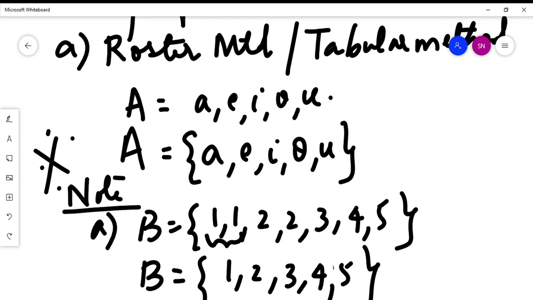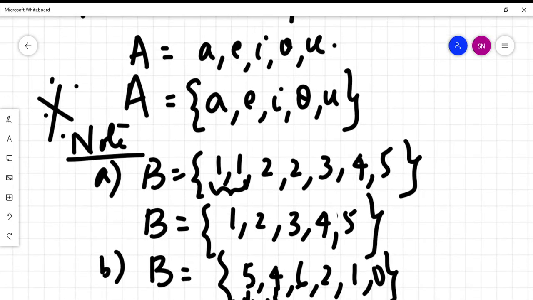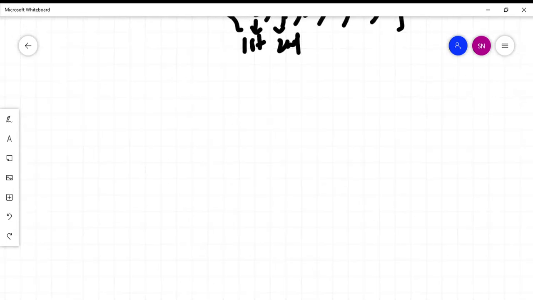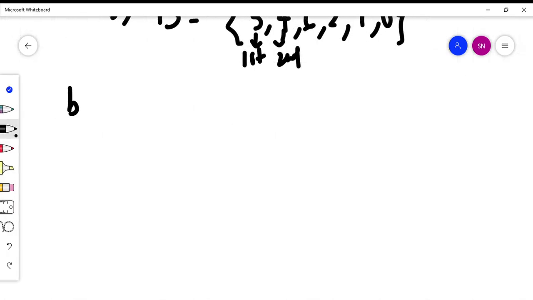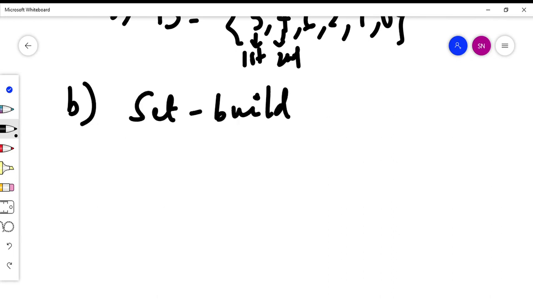Yes, so the first method is over. We come to the second method. The second method is called set builder form. In this set builder form, all the elements of a set possess a common property which is not possessed by any other element outside the set.